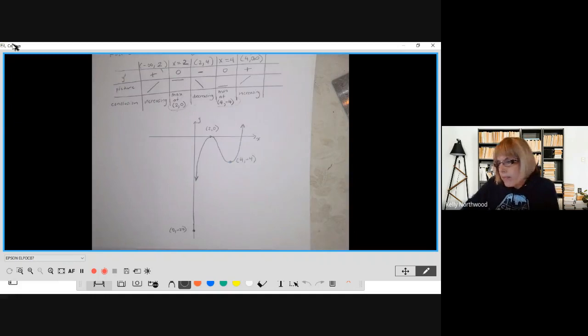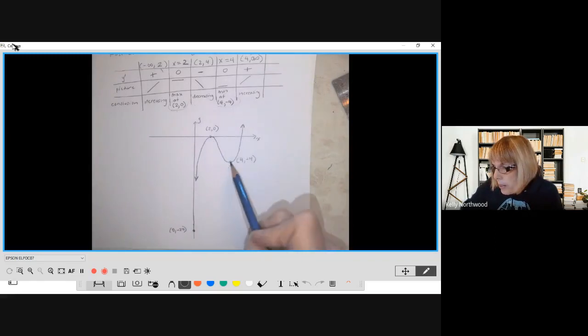So there's a sketch. It is just a sketch. It's not to scale, but it's a sketch that has the important maximum and the important minimum on it.